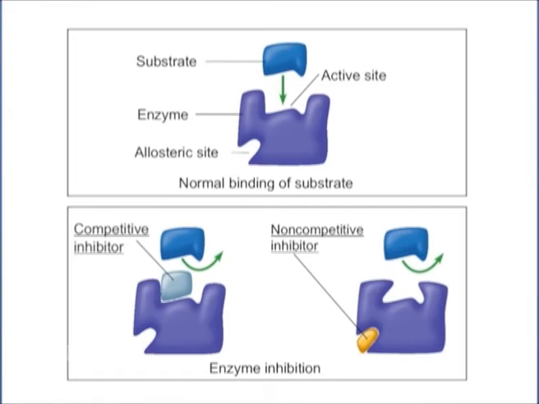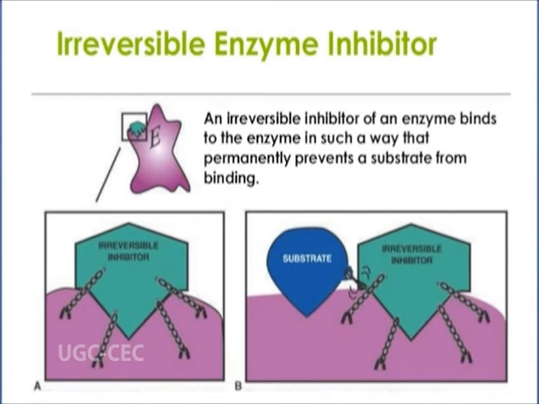Other inhibitors that bind to another site of the enzyme to render it less active or inactive are called non-competitive inhibitors. They act by changing the conformation of the enzyme, thereby reducing or stopping its activity. Irreversible inhibitors form strong covalent bonds with the enzyme, rendering it inactive. This effect cannot be overcome by increasing the concentration of the substrate.